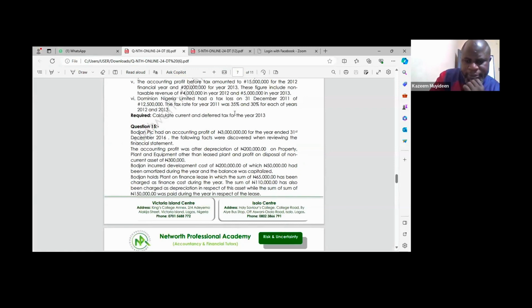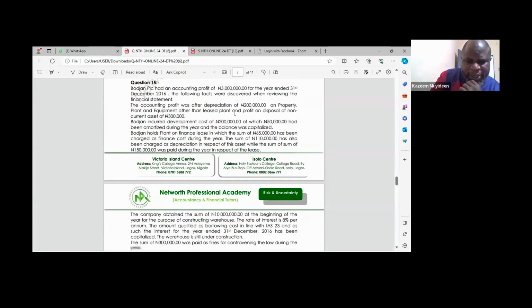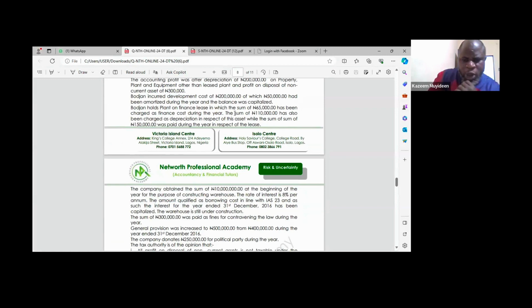Then we have done that. The company obtained a sum of 10 million naira at the beginning of the year for the purpose of constructing a warehouse. The rate of interest is 8% per annum. The amount qualified as a borrowing cost in line with IAS 23. Don't forget, interest on borrowing costs must be capitalized, and as such, the interest for the year ended 31st December has been capitalized.